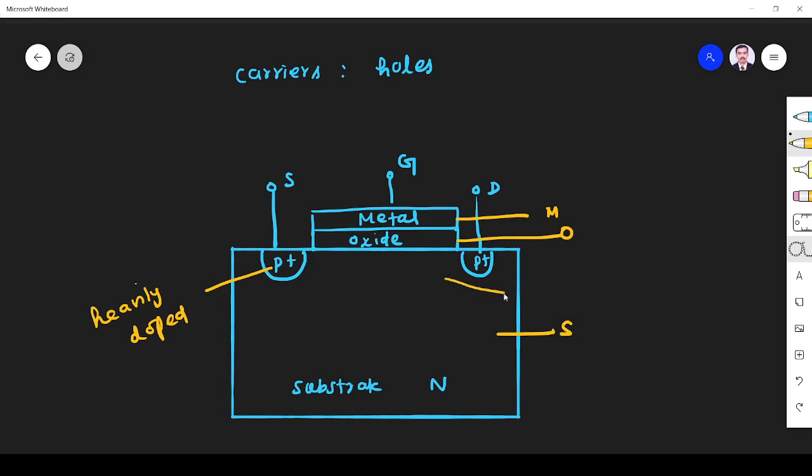And moreover, it is enhancement mode, so no channel initially. Initially no channel. That is very important. So we have to enhance the channel. That's why it is called the enhancement mode MOSFET.